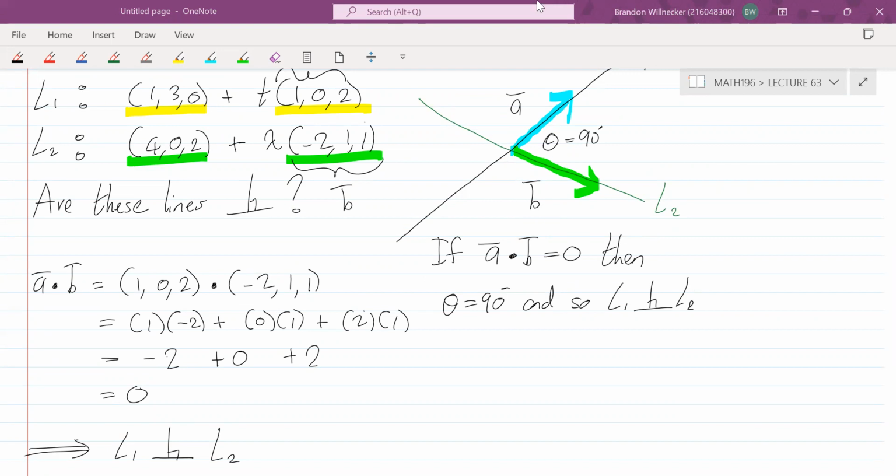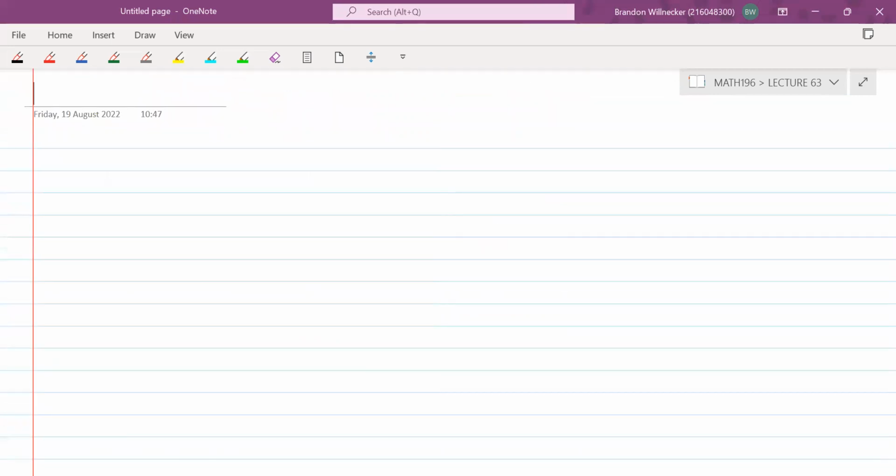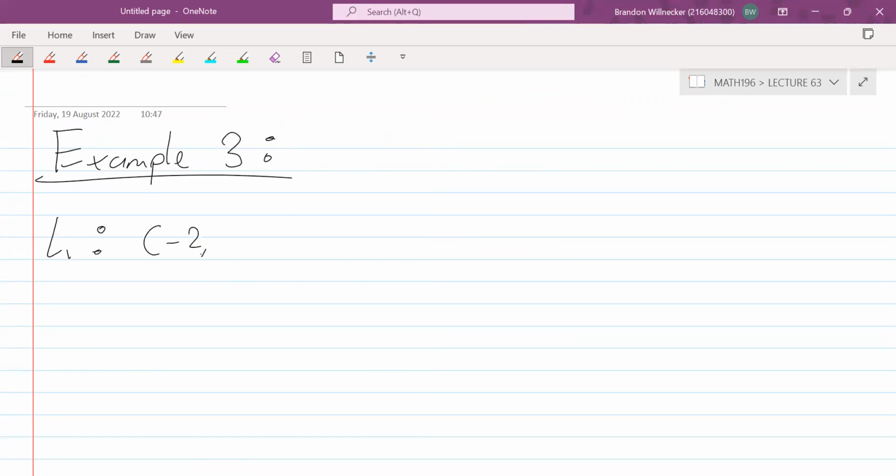Okay, let's have a look at the third case. Example 3 for the third case. This is when lines are parallel. Let's say we have a line L1, and this is given by (-2, 3, 1) plus t times (1, -2, 1). Okay, so that's our line L1.